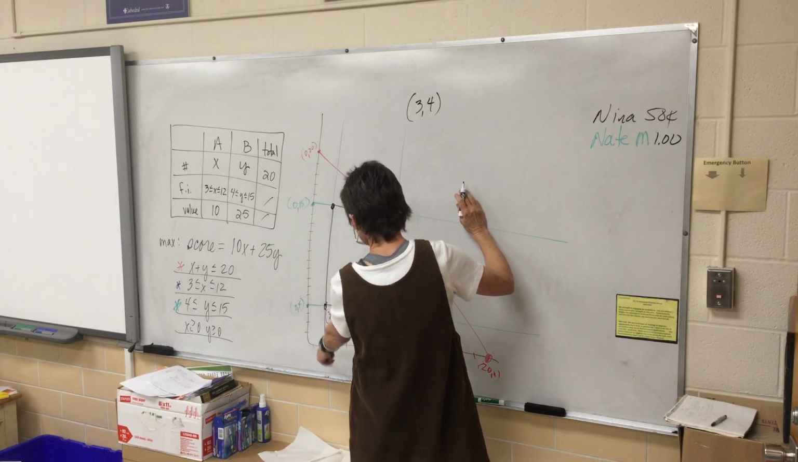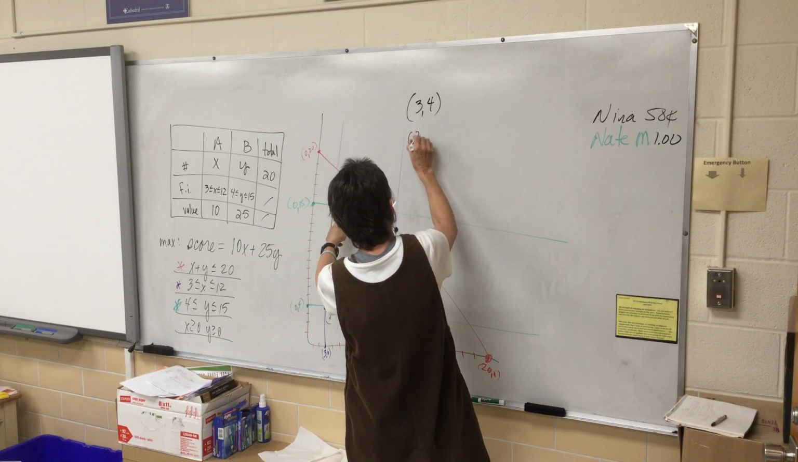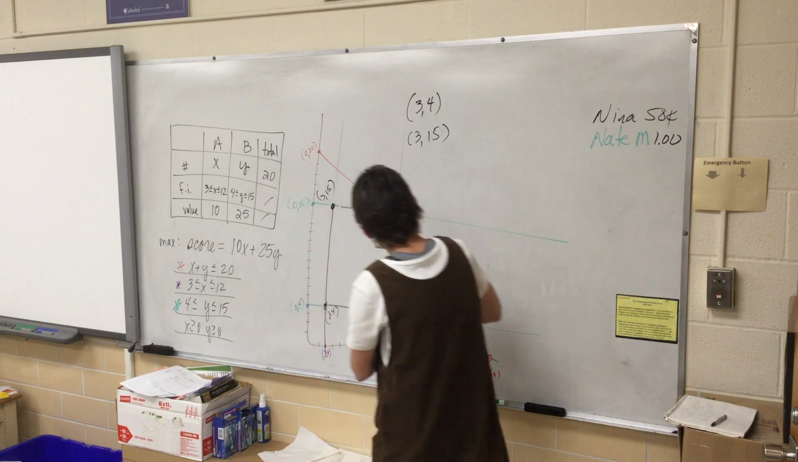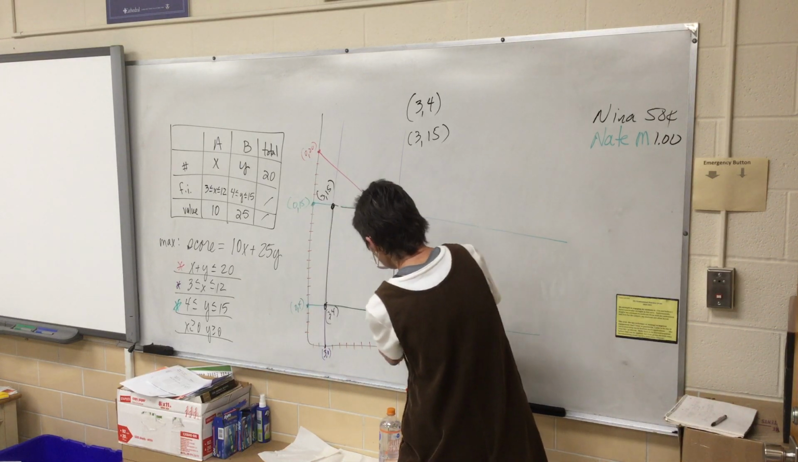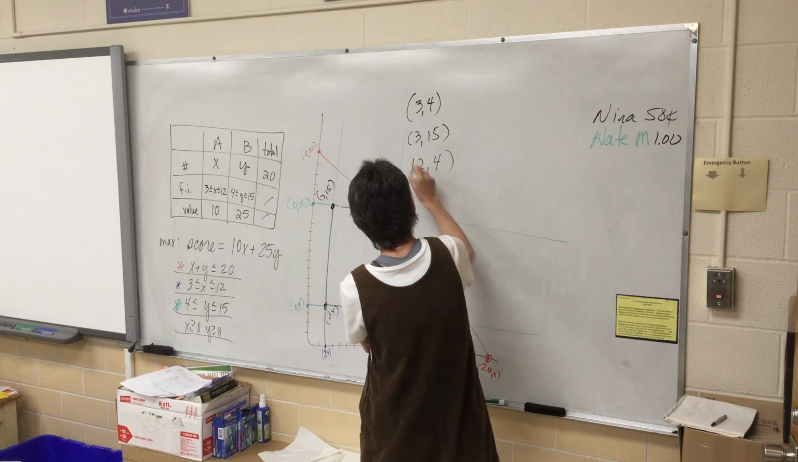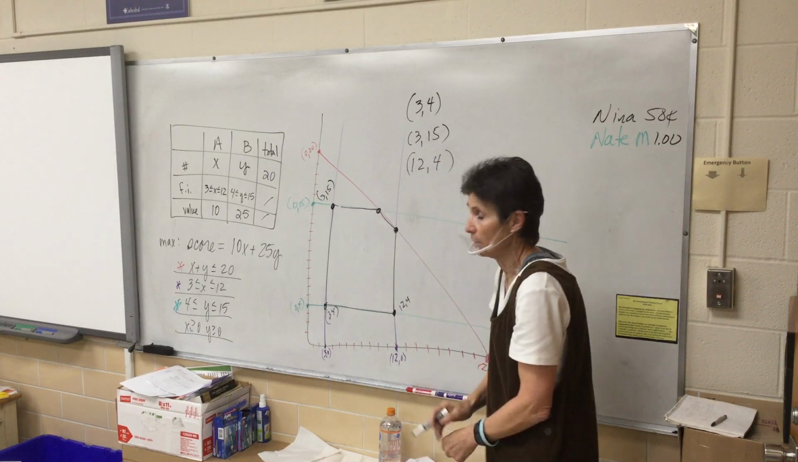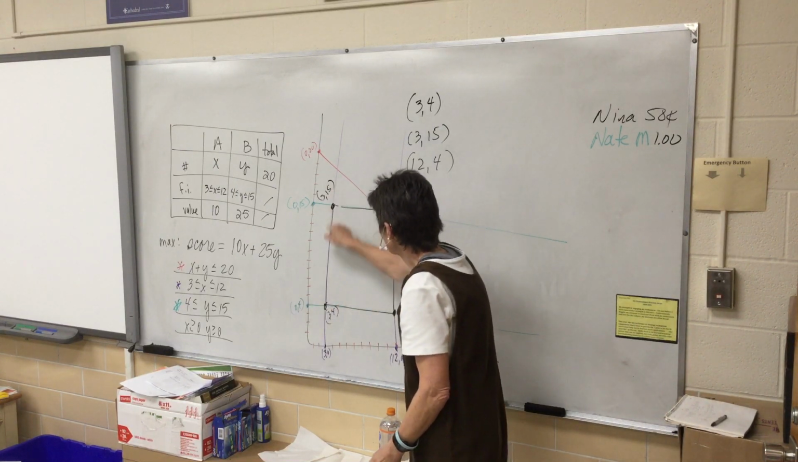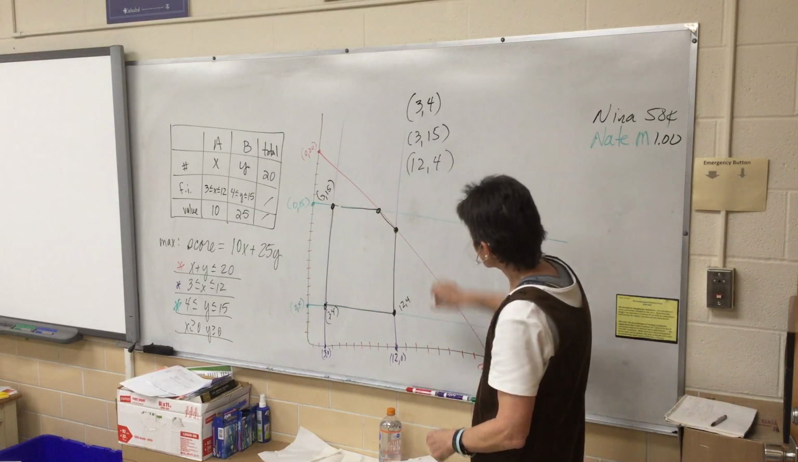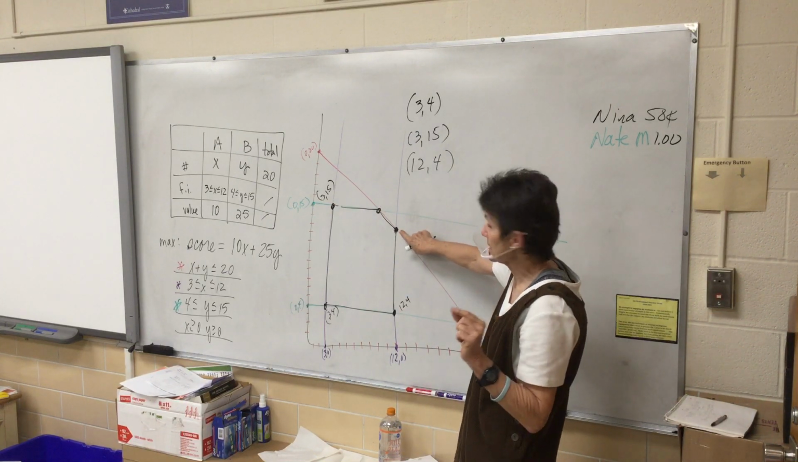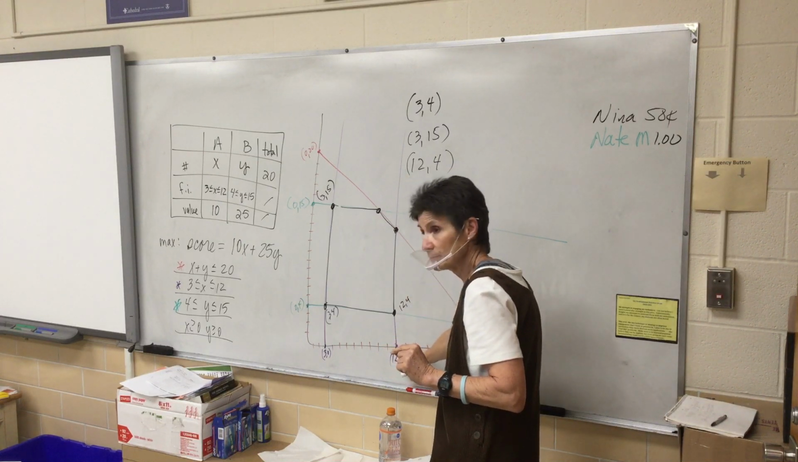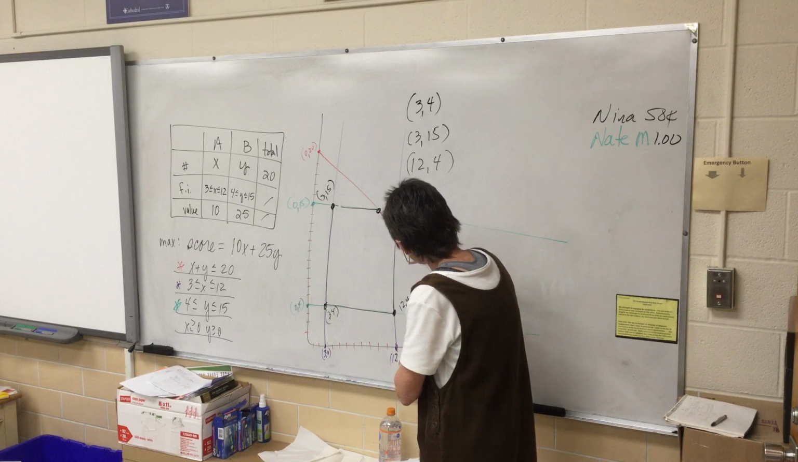This one is 3, 15. This one is 12, 4. Now those are all super simple because they're where my bars are coming together. That's easy. Now this one's a little bit harder, but still pretty easy. What do you know about the X value? 12. So this X is 12.